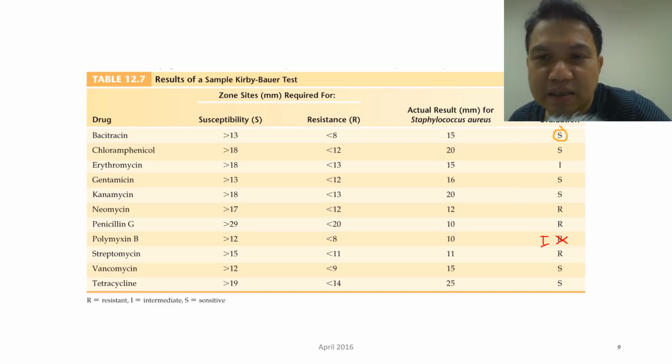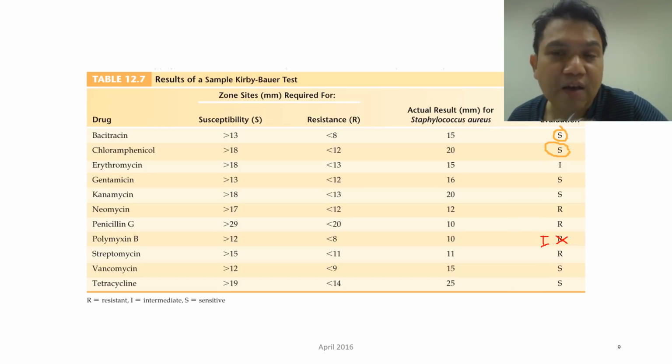This antibiotic, chloramphenicol, is also effective because you can see that the pathogen is also sensitive to chloramphenicol. If it's rated S, it means sensitive. That means it can be used for treatment or for combating the infection, so the doctor can prescribe. If it's S rated, it is good for giving to the patient. If it's I, that means it's intermediate. It's okay, but not so fantastic.